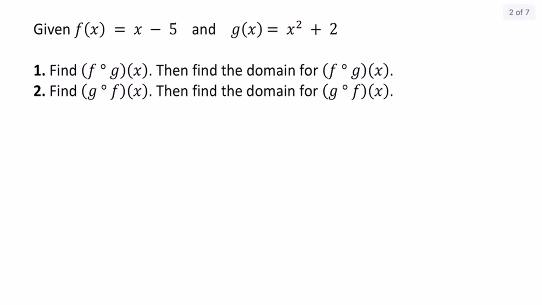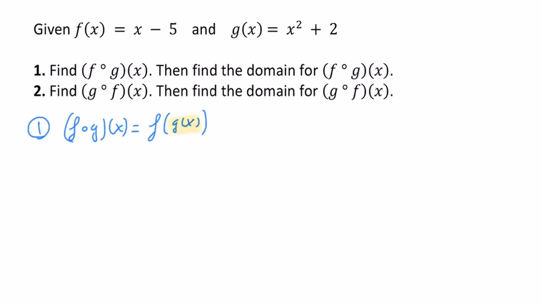Given f of x is equal to x minus 5 and g of x is equal to x squared plus 2, we want to find f circle g, and then find the domain of f circle g. And we want to find g circle f, and then find its domain. So let's start with the first one. F circle g of x. So this means f of g of x.